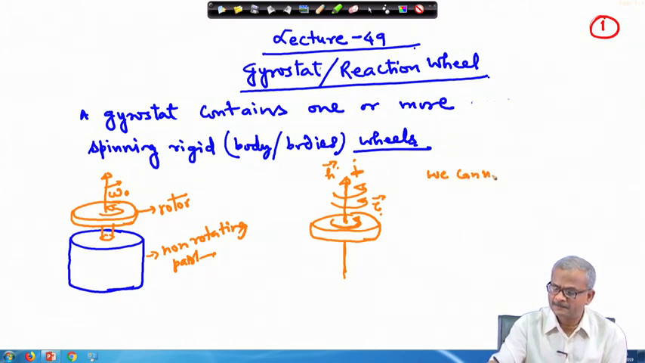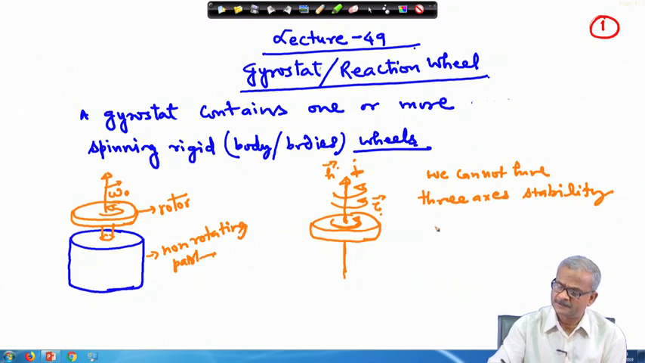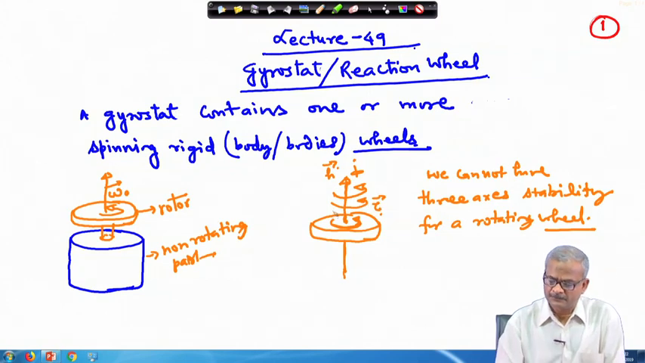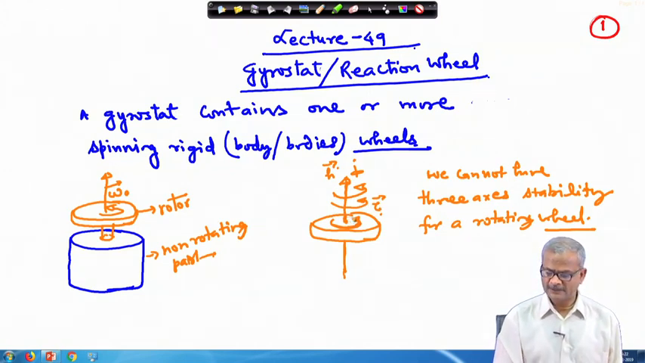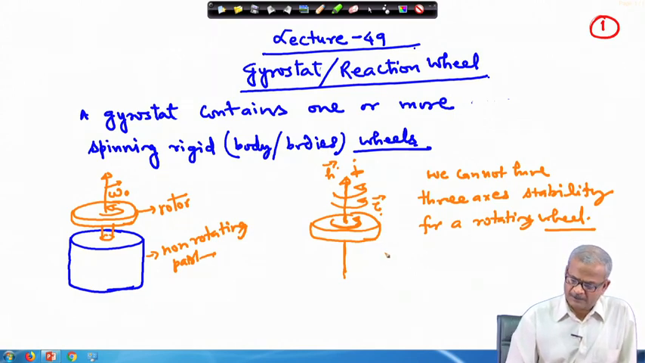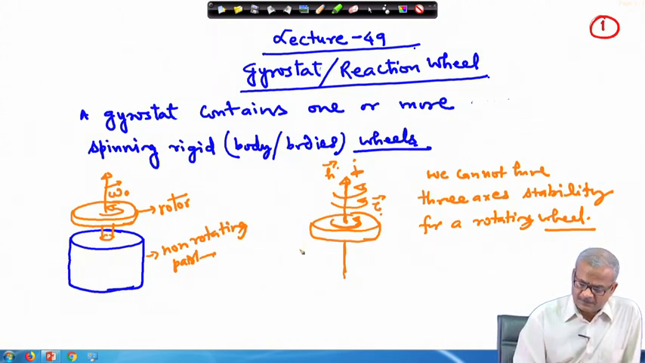This implies that we cannot have three axis stability for a rotating wheel, because along the axis about which it is rotating, it cannot tolerate disturbance; it will simply speed up along that direction. Okay. Now, this is the same case.